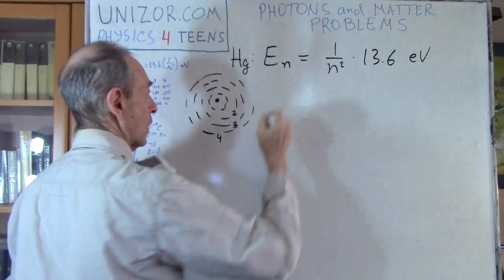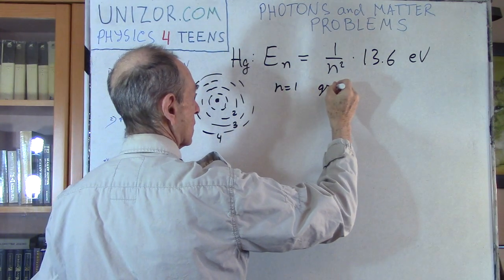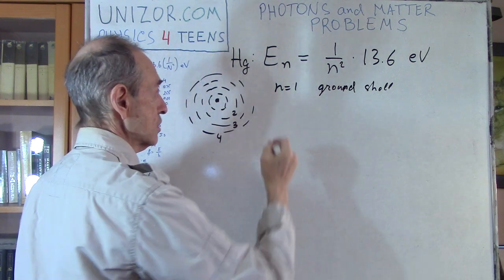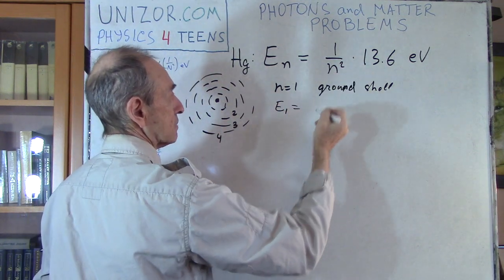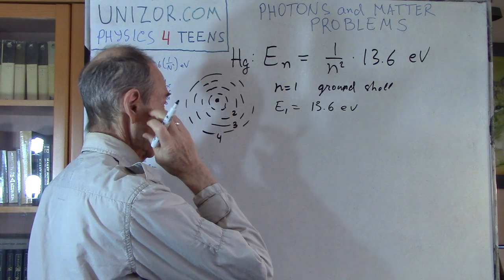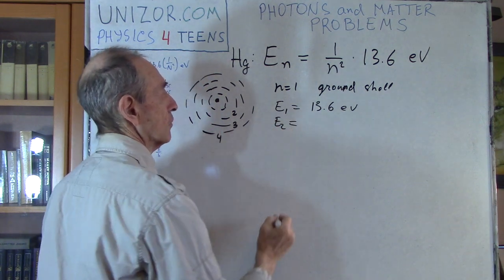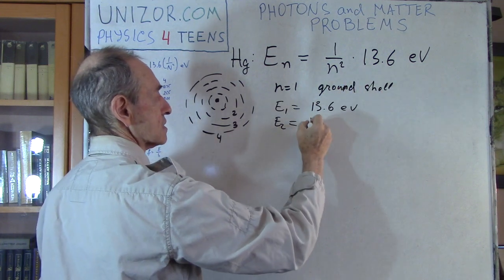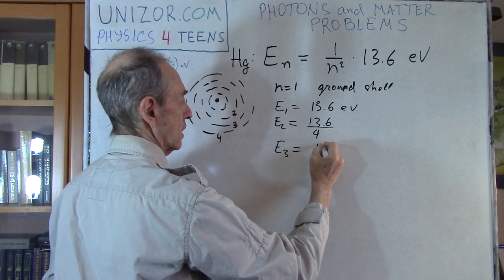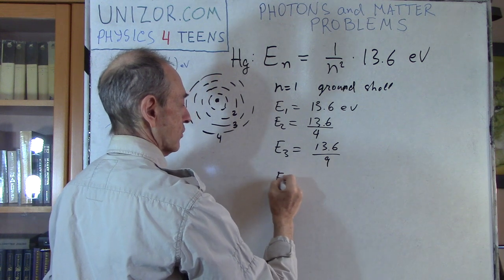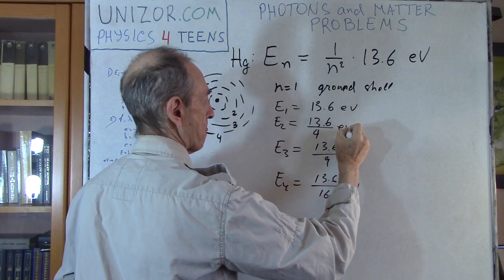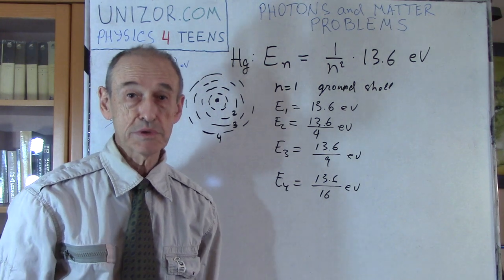The n equal to 1 is the ground shell. So its energy E1, n is equal to 1, is 13.6 electron volts. Okay, now, what's the second? Well, second is 13.6 divided by 2 squared, divided by 4. For the third, it's 13.6 divided by 9, and for the fourth, it's 13.6 divided by 16 electron volts. So these are energy levels. So what's the difference between energy levels?